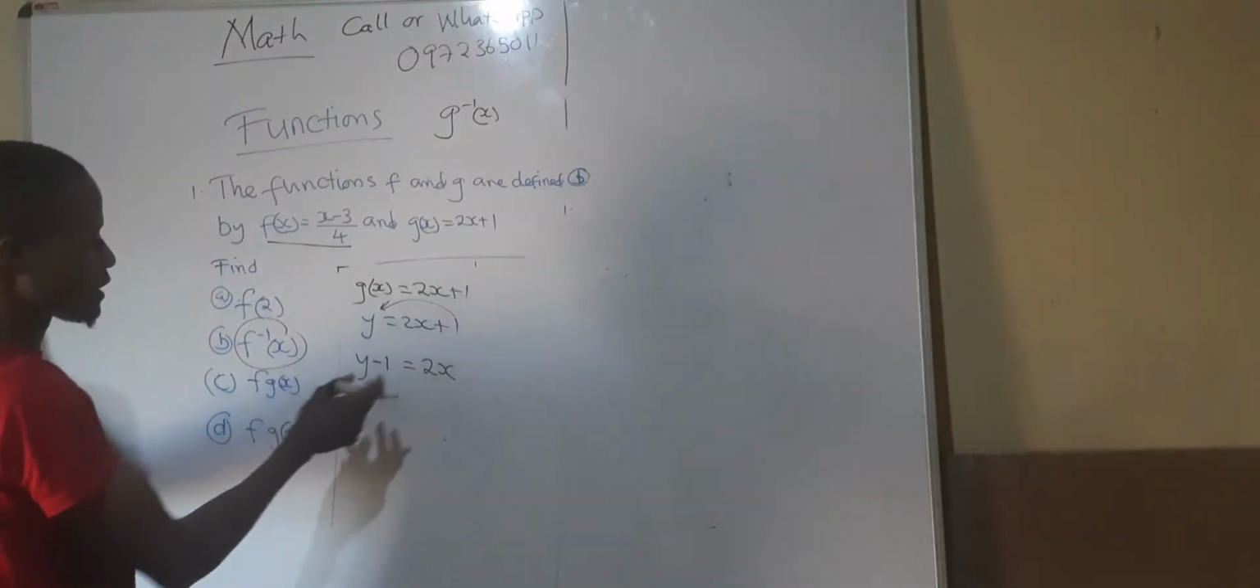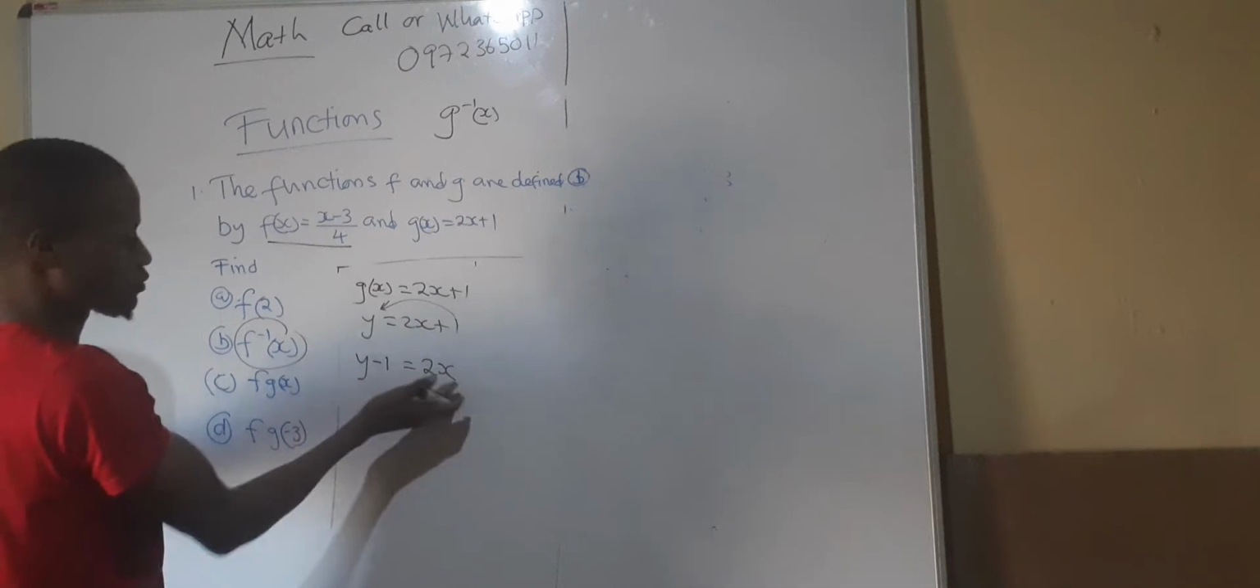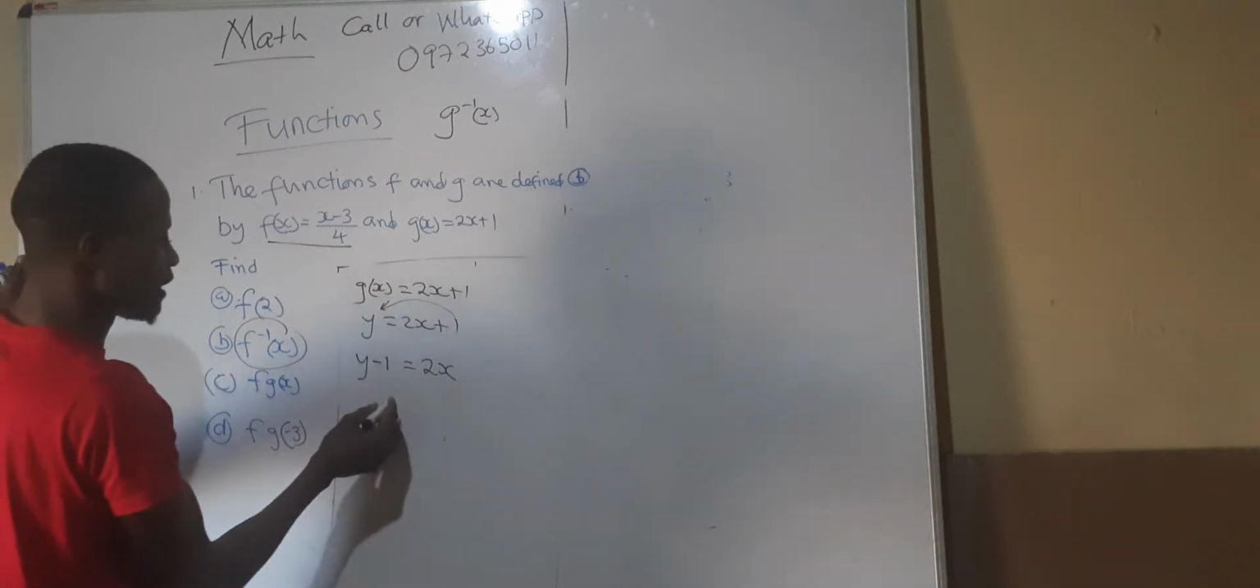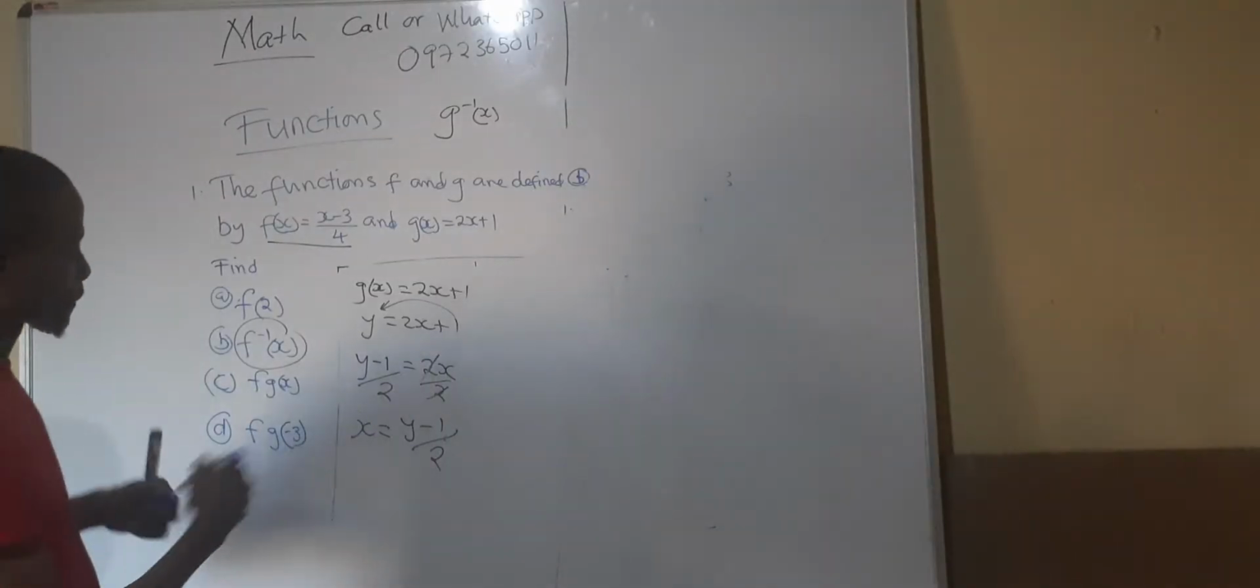We still don't want to remain with this 2x. We just want x. So divide both sides by 2. This one goes. x is equal to y minus 1 over 2. When you make x the subject of the formula, you need to interchange these. Where there is y, we put x. Where there is x, we put y. And it becomes y is equal to x minus 1 over 2.